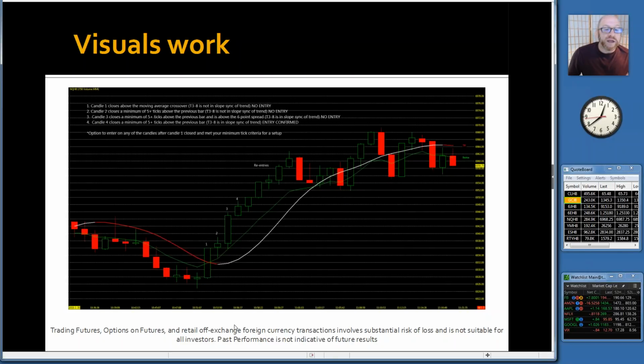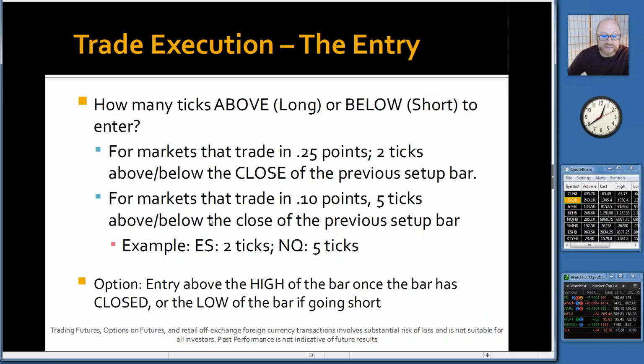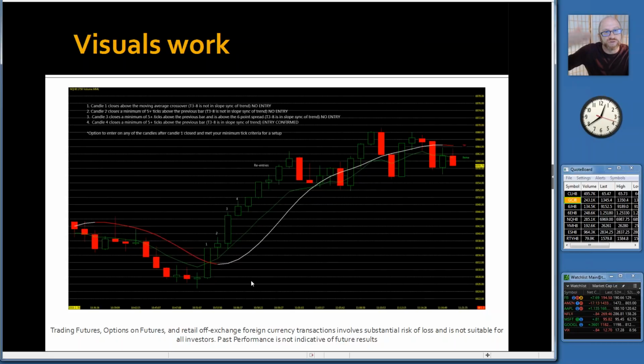All right, so here we have a chart where we see price action crossed over the moving average. All right, the T3 moving average is sloped up. And so candle 1 over here, why is this not an entry? Because the T3 moving average set to an 8 EMA is not in sync. It's still red down here, so that's not an entry. Now, remember what I just said? I said it's an option for you to enter once that bar is closed on the next bar, as long as price action moved above it.